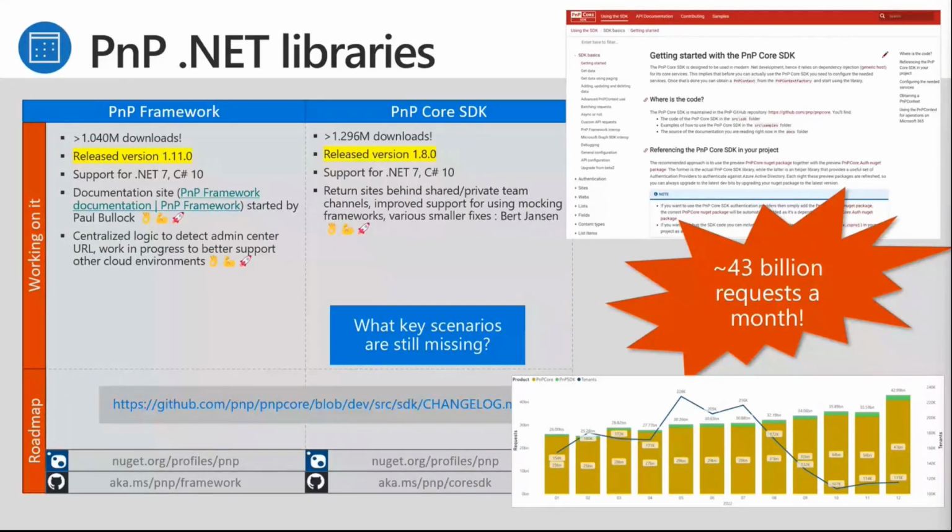On the Core SDK side, a couple of smaller things. In the admin library, you can get the site collections, you can iterate through site collections, but you also have an option to return the shared and private team channel sites. So if you have those team channels, those sites are not there by default, but we can return them now. And some improvements around mocking frameworks. There's people using that to do mocking on top of PnP Core SDK, and we need to do some nice improvements there. But that's also work in progress. And I think that's it for me.